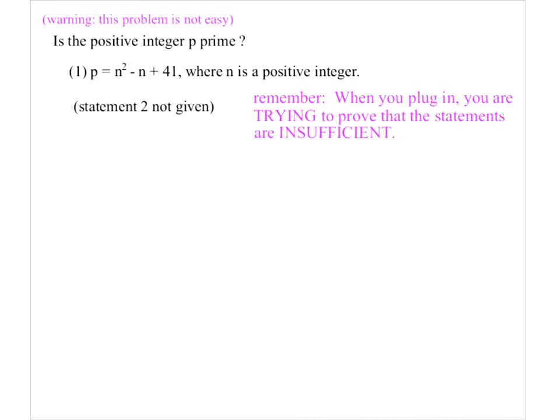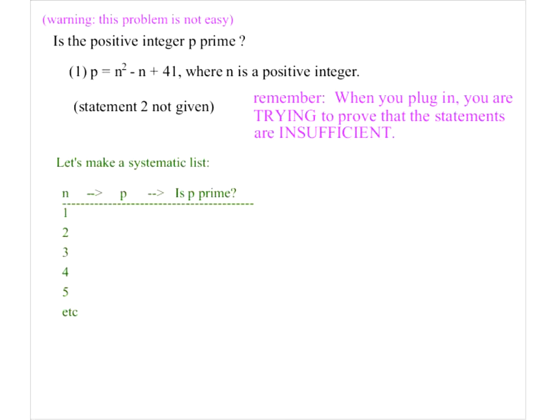Okay, so let's do this. P is n squared minus n plus 41, where n is a positive integer. Okay, so let's plug in values. So let's make a list. If we plug in n, then we can find all the p's. So that's what we'll do, and then we'll answer the question. So n is just any positive integer, so let's just start grinding those.